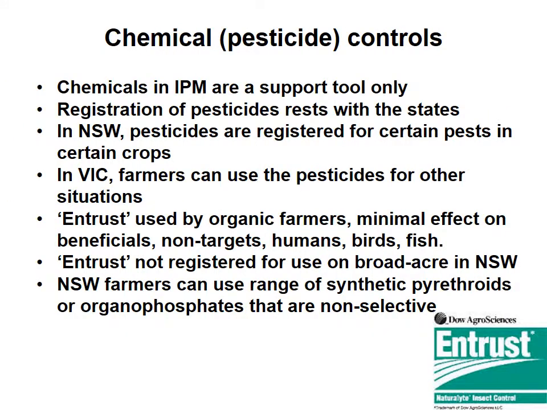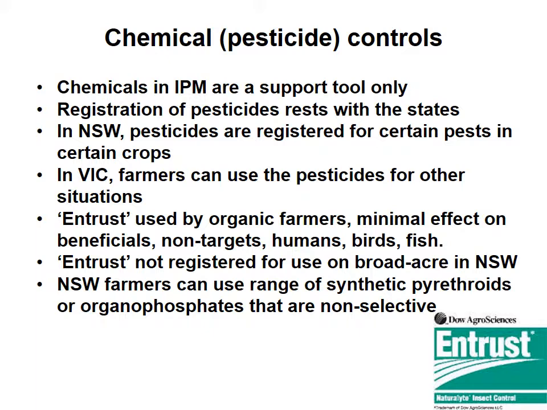Now let's move on to chemical controls. Chemical control in IPM is used as a support tool only. It is not the primary control tool. The registration of pesticides rests with the states in Australia, although there is a national registration authority.